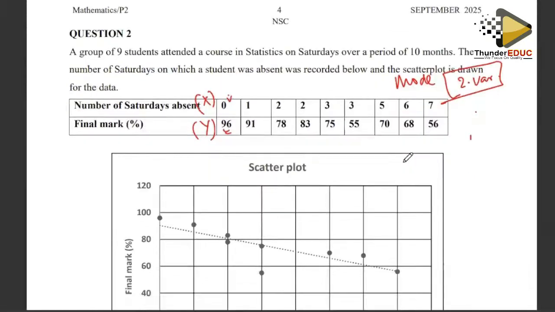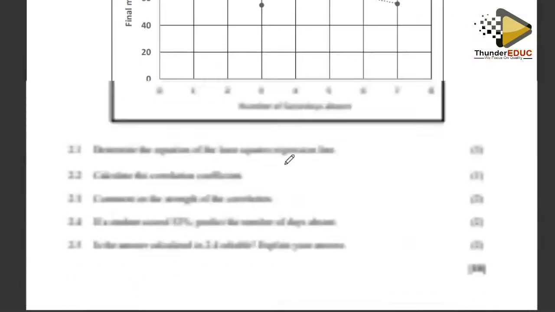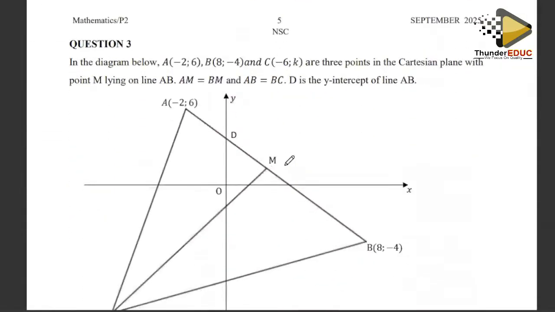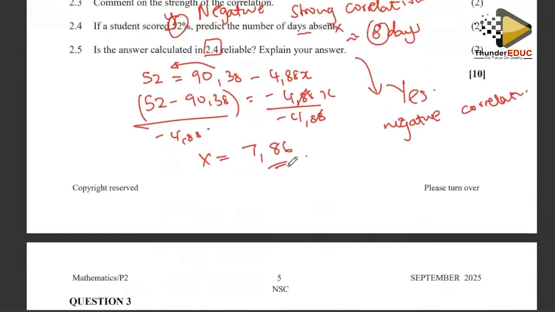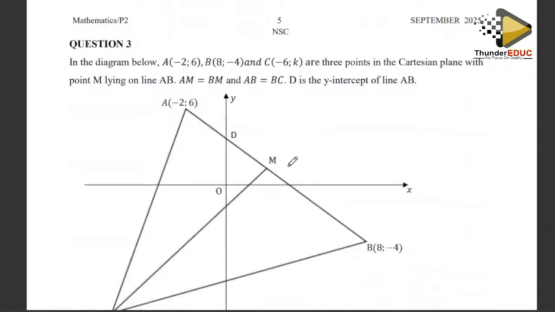We are seeing that for 7 days, the learner got a 56. Now we're saying if the learner is absent for 8 days, it should be a 52, which means it's following the trend, meaning that it is very reliable. All right, then we move on to question number 3, which is the analytical.